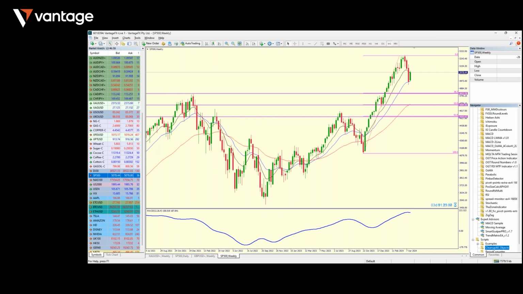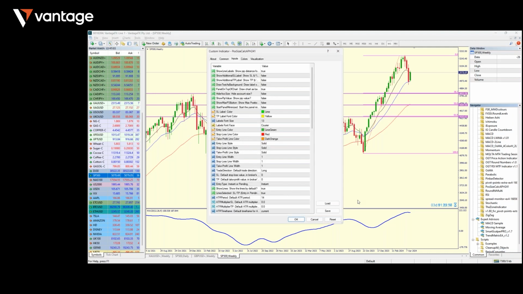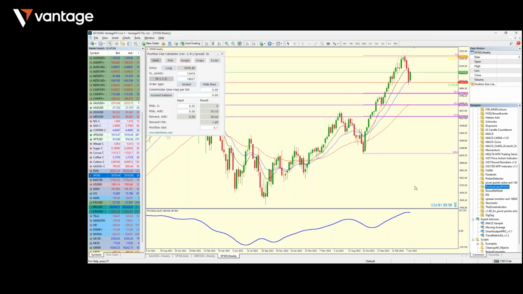So for example, I might have a chart. Let's just see if I've got it. I could put it on the chart here, just take it as is. For example, let's just do that, and it will load up here. And this allows me to potentially calculate my entry, my stop loss, and my risk.